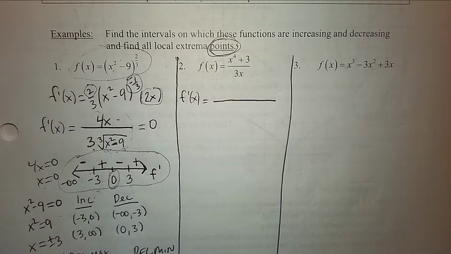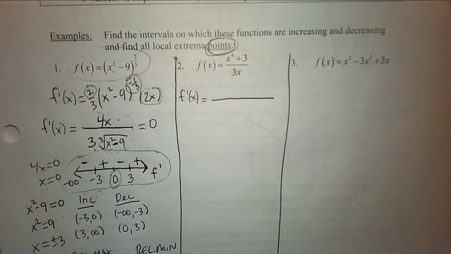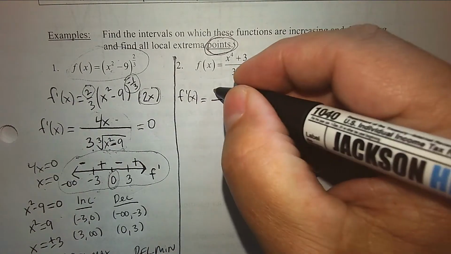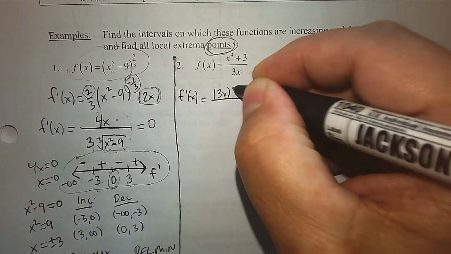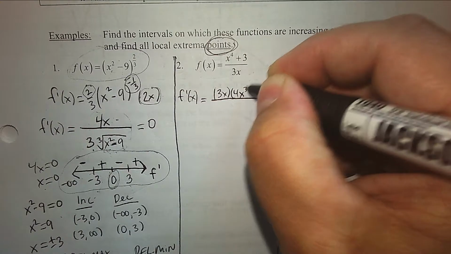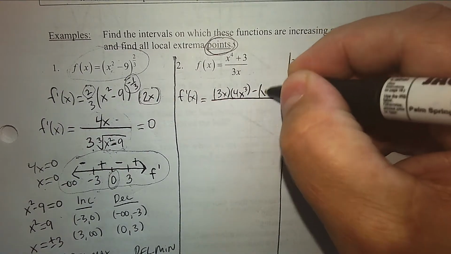What rule are we going to use? The quotient rule. What is it? The bottom times the derivative of the top, minus the top times the derivative of the bottom.